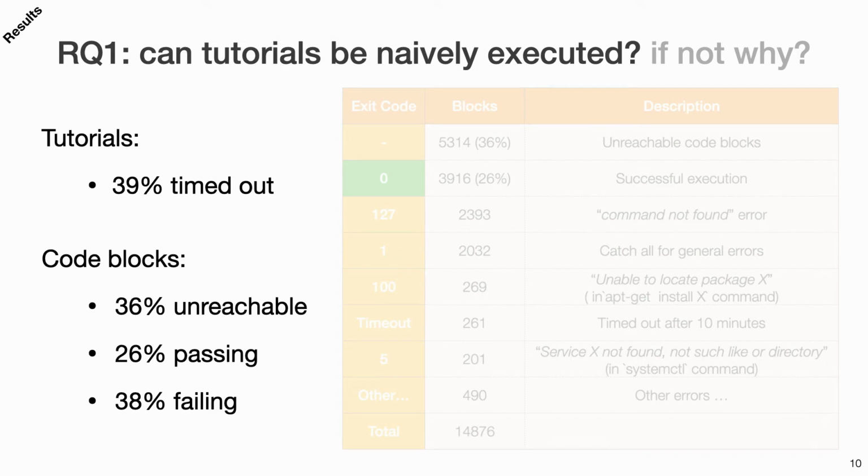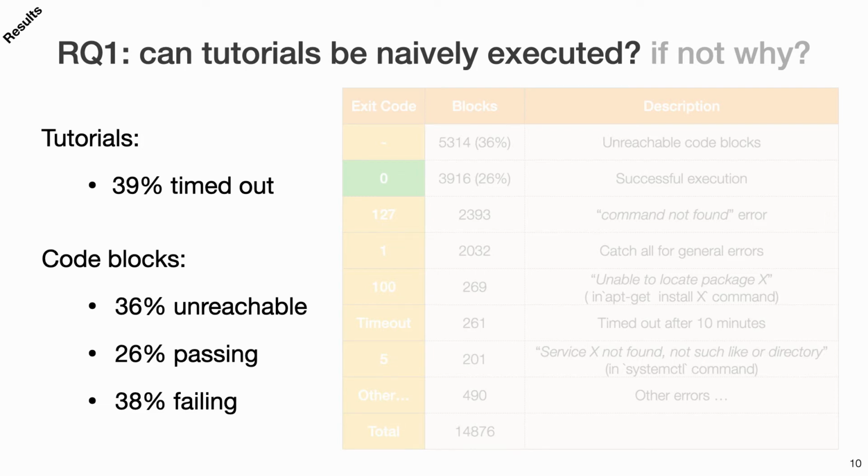Our results show that 39% of the tutorials timed out. And as a result of that, 36% of the code blocks were completely unreachable. And only 26% of the code blocks executed successfully.